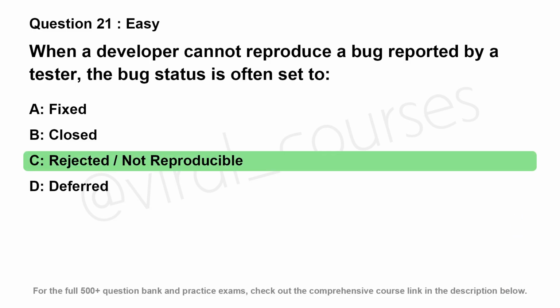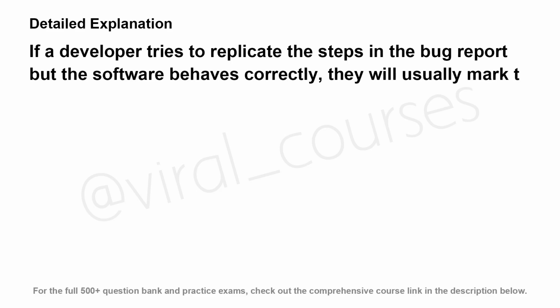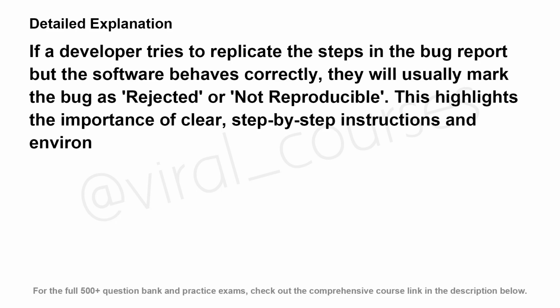The correct answer is C. If a developer tries to replicate the steps in the bug report but the software behaves correctly, they will usually mark the bug as rejected or not reproducible. This highlights the importance of clear, step-by-step instructions and environment details in bug reports.